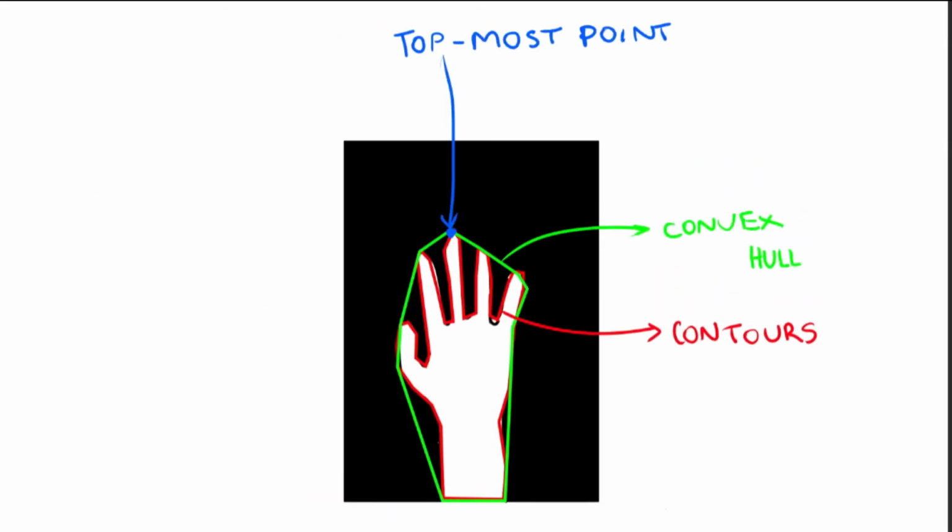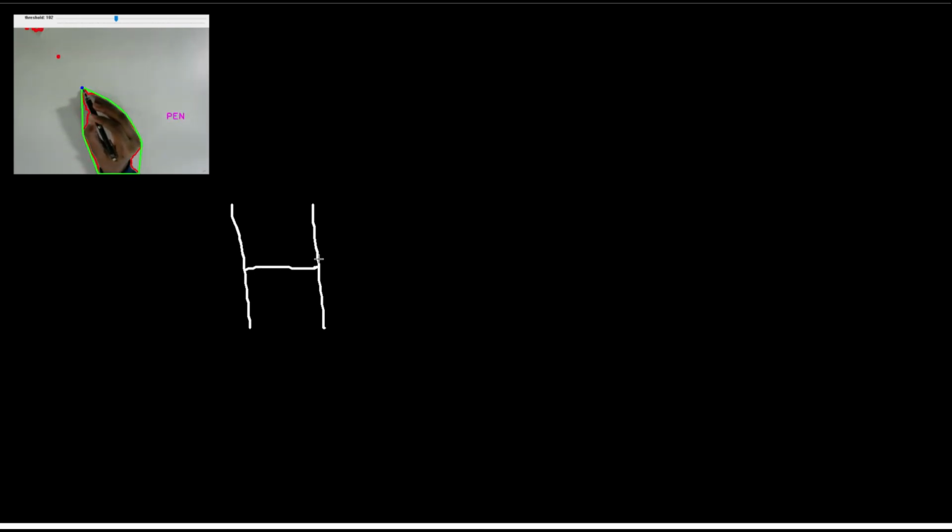Here's a quick demo. As you can see, the program has detected my hand and has drawn the convex hull around it, which is in green. The topmost point has been marked in blue, which is in this case the tip of my pencil. For demo purposes, I'm using a pencil as it has a distinct point at its end.